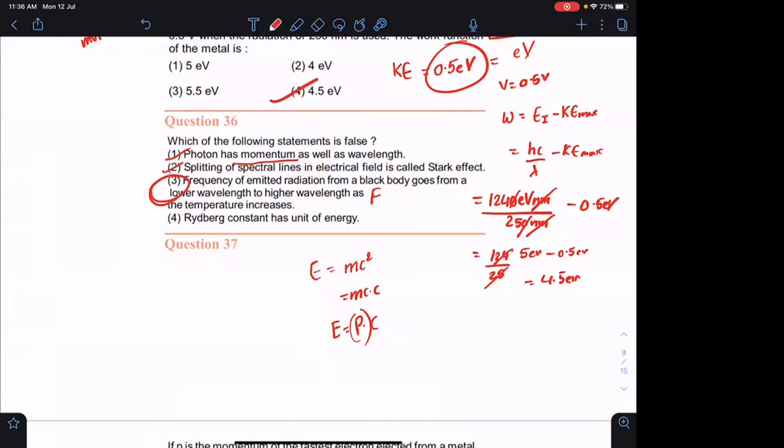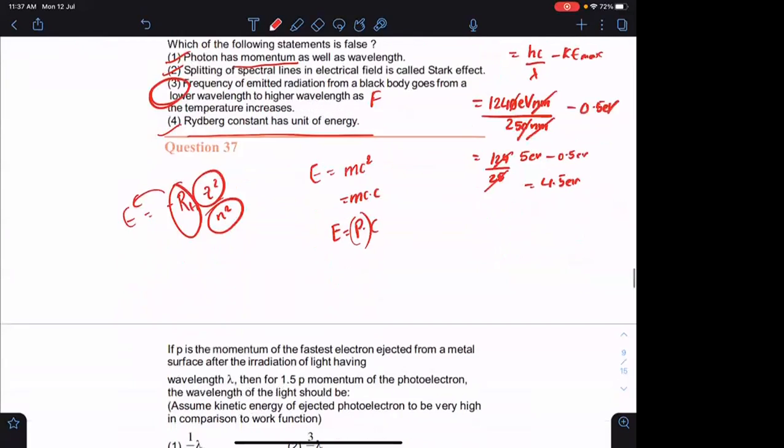Okay. Rydberg constant has unit of energy. That is correct. E equals minus RH Z square upon n square. Z is constant, n is just a number. So RH should have the unit of energy. So that's also a right statement. So the only false statement is 3. Clear?